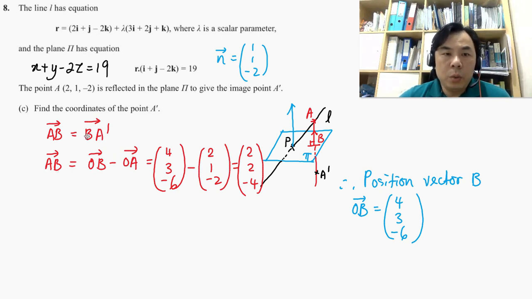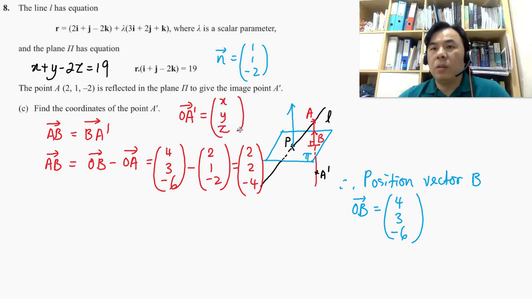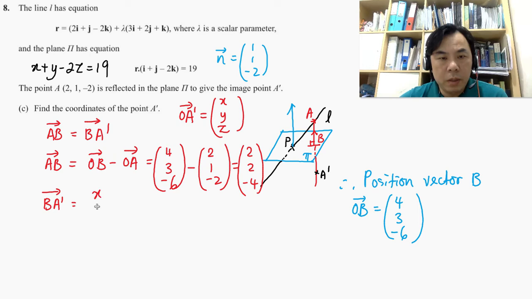And then we're going to work out the relative vector for BA prime here. Now, if we are interested to locate the position vector for A prime here, I'm going to label the position vector for A prime here as just XYZ. It'll be easier to match with the values in a while, right? So from here, our BA prime is actually given by XYZ, subtract off with OB. So OB is here.